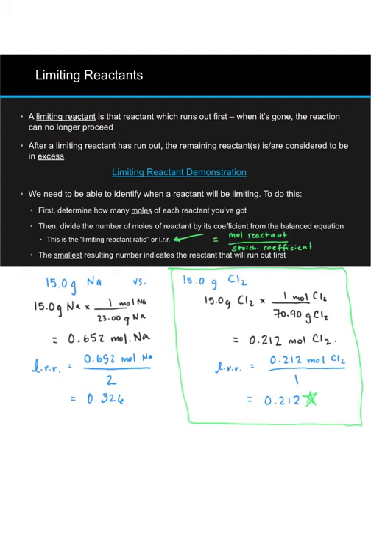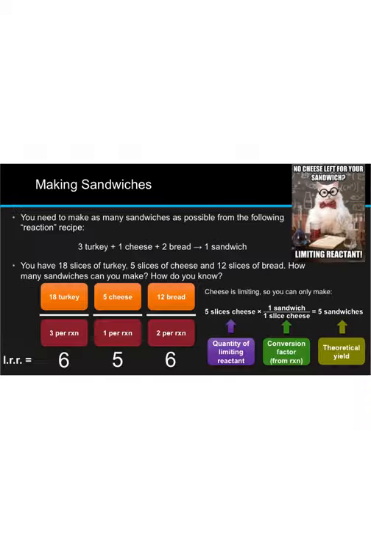It's like one of the ingredients in a recipe running out. After that one ingredient has run out, then we can't make any more end result. For a more practical example, suppose that we wanted to make sandwiches, and we have a reaction that converts turkey, cheese, and bread into sandwiches. 3 turkeys and 1 cheese plus 2 slices of bread makes 1 sandwich. And you go into the kitchen to make a sandwich with 18 slices of turkey at your disposal, 5 slices of cheese, and 12 slices of bread. How many sandwiches could you make according to this recipe? And how do you know that?